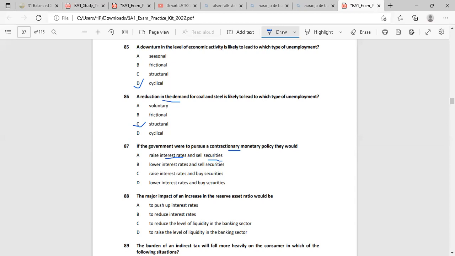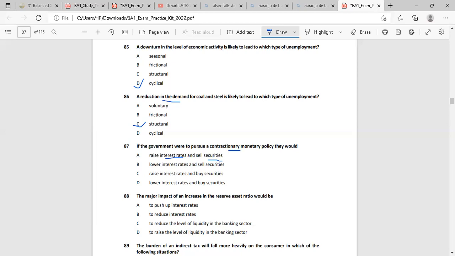So we can rule out the ones which have lower interest rates. So B and D can be ruled out. Now we are between A and C. Both of them have a rise in interest rates. Then securities. Government also sells and buys securities from time to time. Their intention is that there should be less cash flow available, or flow of money, in the economy.